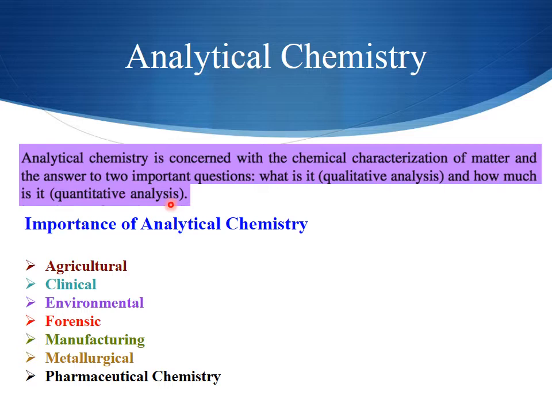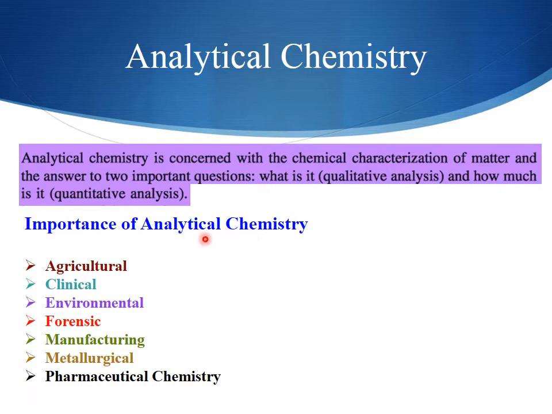So what we will do in analytical chemistry, we will take a substance or compound and we will analyze it in two ways: qualitatively, that is, which elements are present in that substance or compound, and how much is it, that is, what is the quantity of elements in that compound.